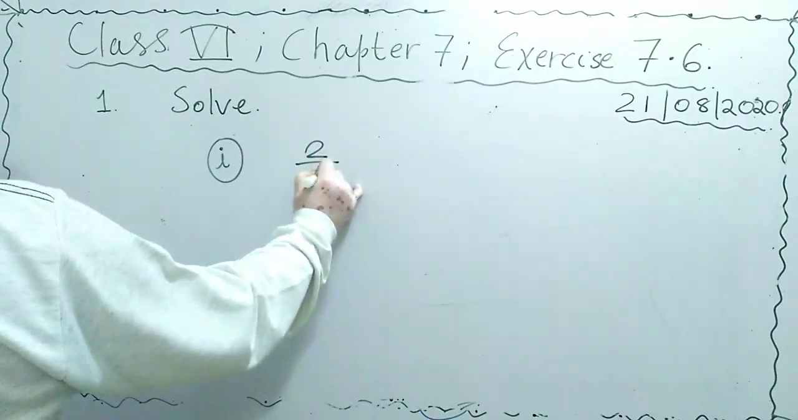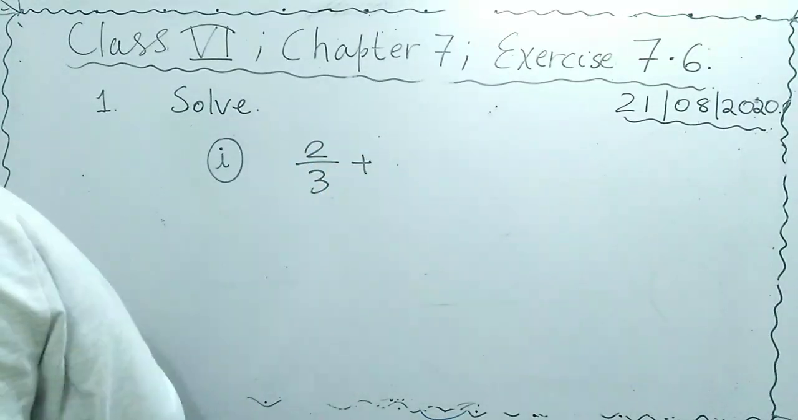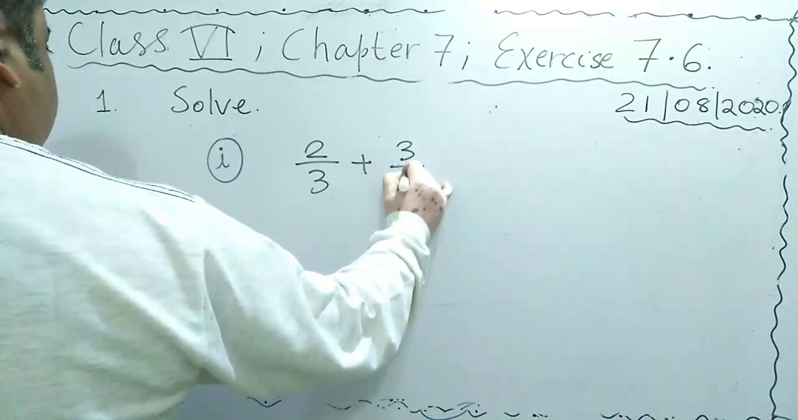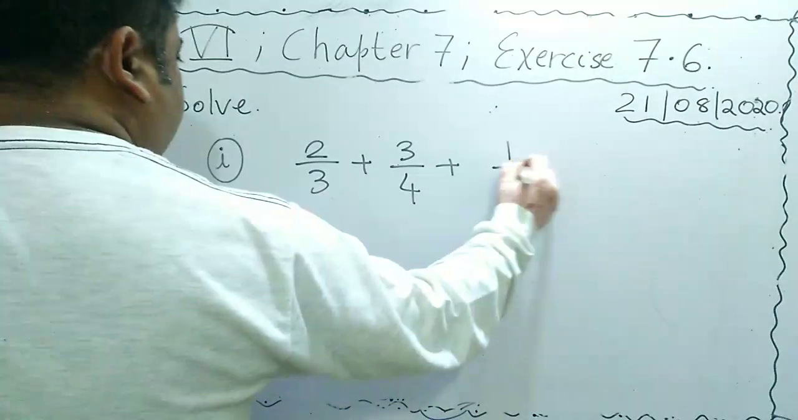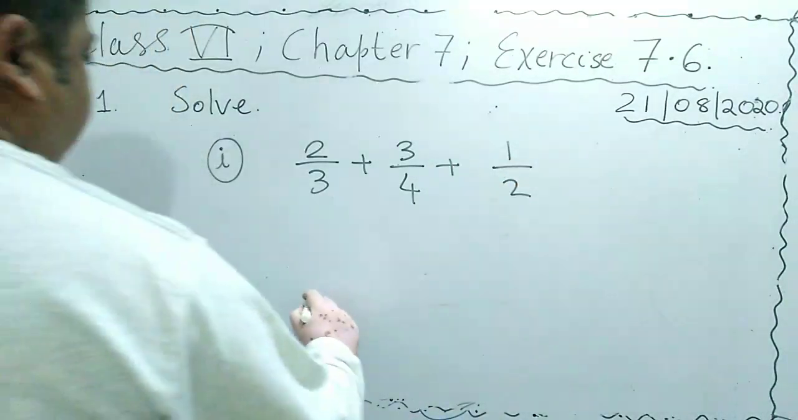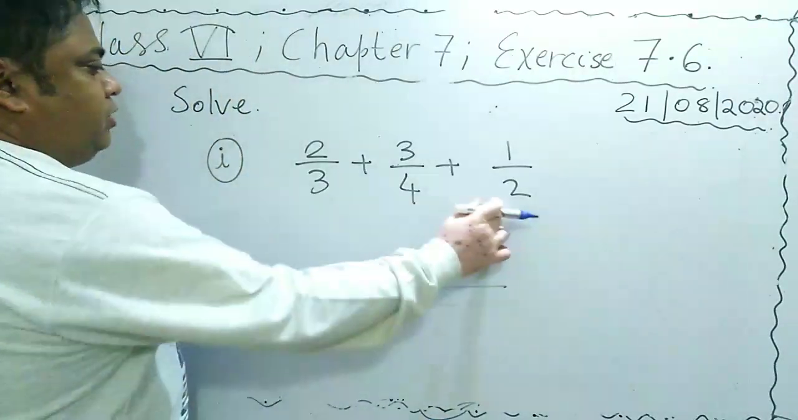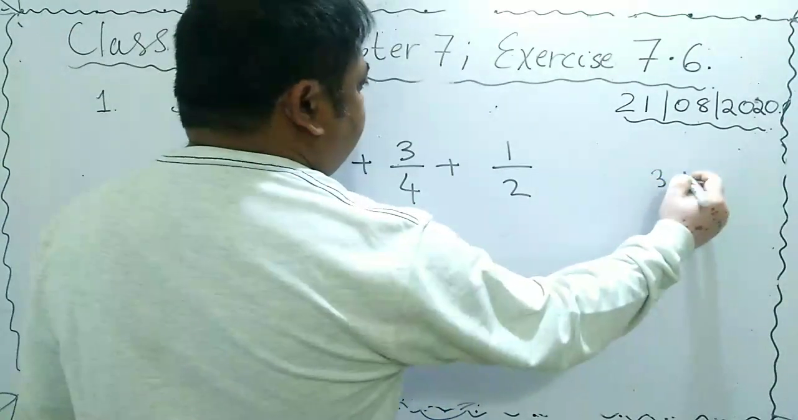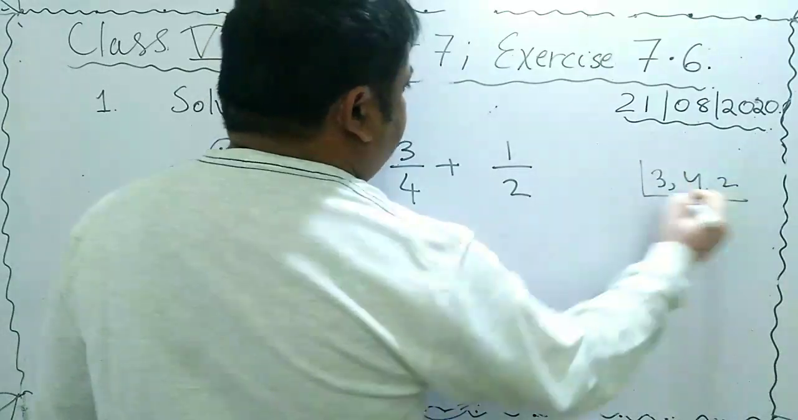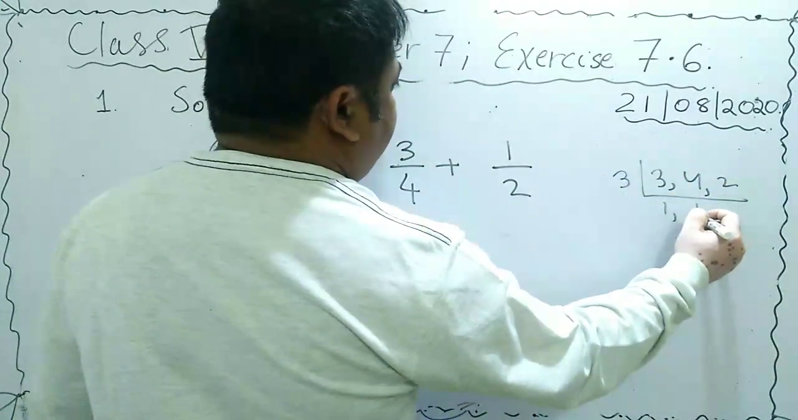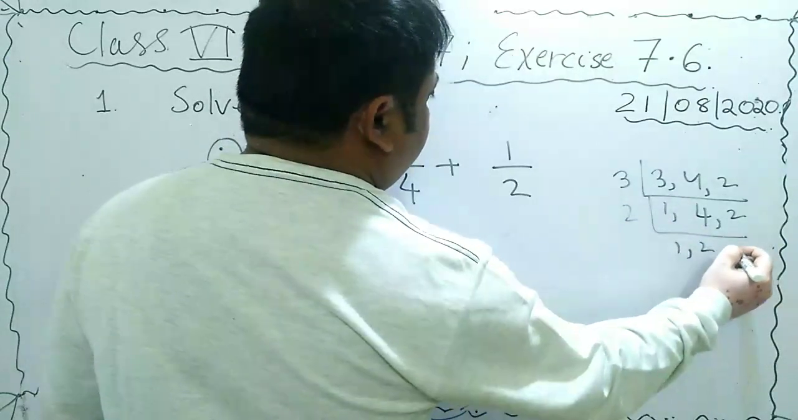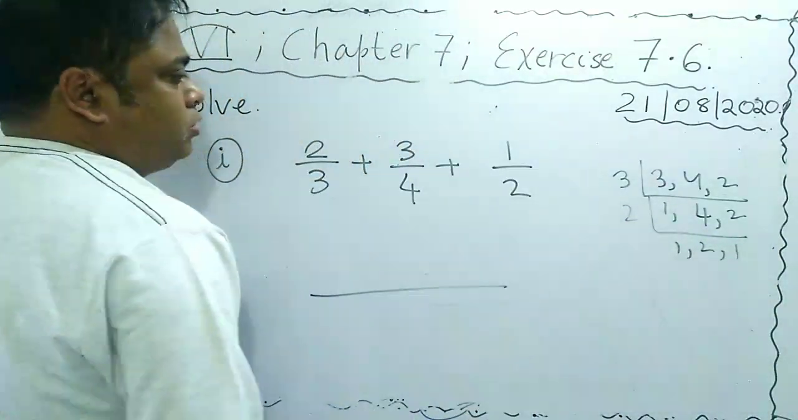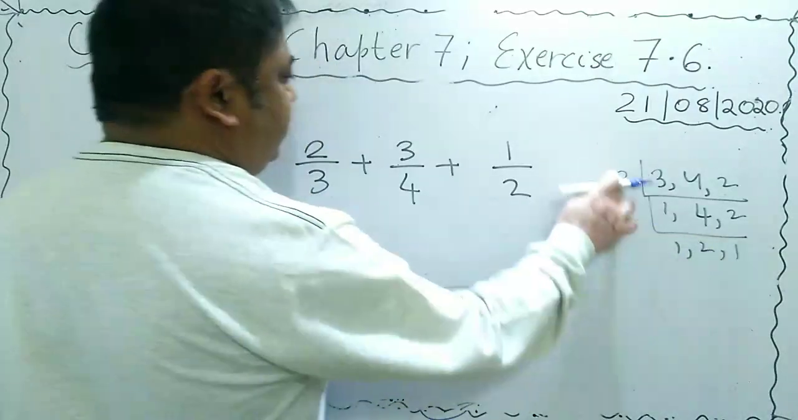2 by 3 plus 3 by 4 plus 1 by 2. We will write the LCM of these 3. 3 1s are 3. This will be 4 2. 2 1s are 2, 1. So its LCM will be 4 into 3, 12.